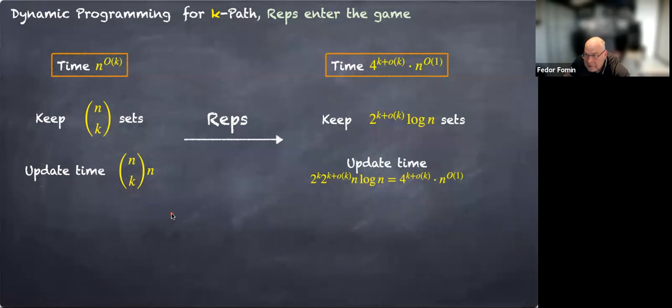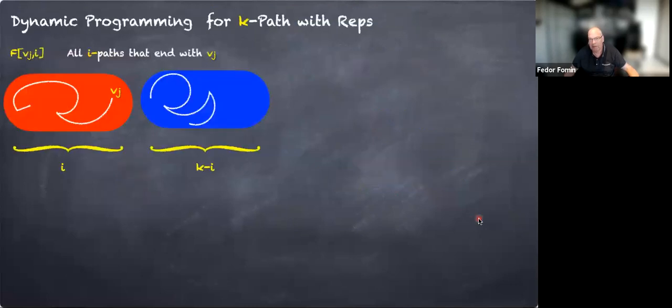Now I want to use representative sets to improve the running time of the algorithm from n to the k to 4 power k times some small polynomial of n. What I want to do, instead of keeping n choose k sets, is keep 2 power k times log n sets. And for update time, instead of n choose k, I will spend a bit more: 2 power k times 2 power k roughly, and then some polynomial of n. Okay, so this is the plan.